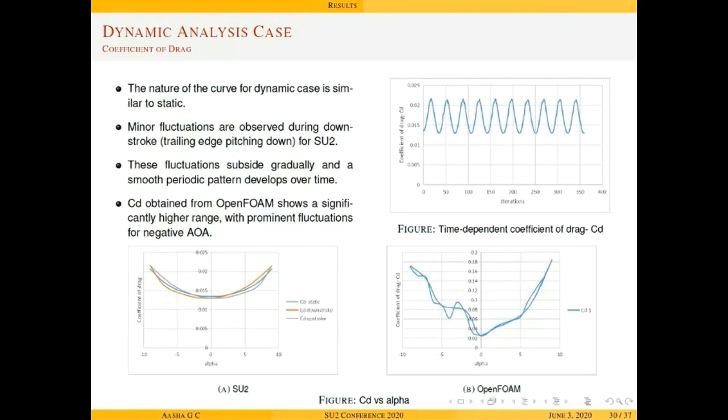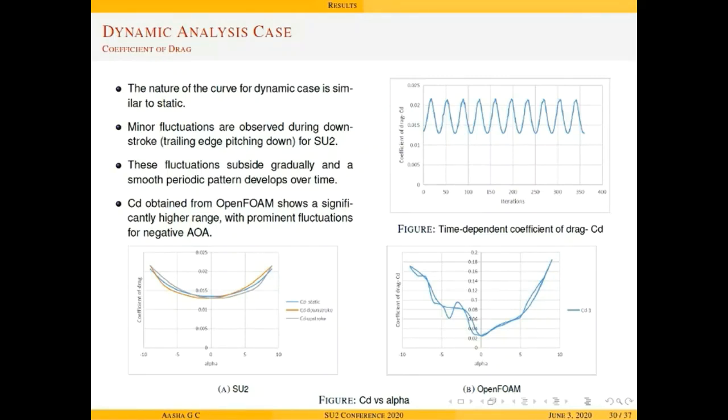Coming to the drag coefficient results, it is observed that the nature of the CD curve for the dynamic as well as the static case for SU2 are similar. Minor fluctuations are observed during the first cycle, but these fluctuations subside in the further cycles and form a smooth periodic pattern as the flow develops over time.